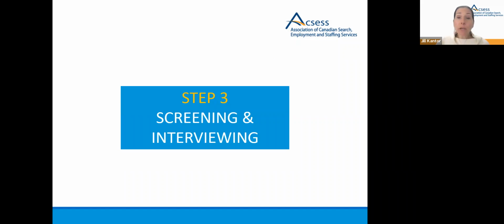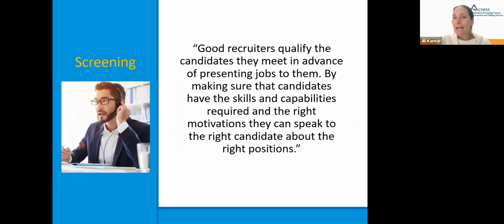Okay, perfect. So as I mentioned, we are now heading into the selection part. We've clearly defined what recruitment is, and that being one of the most important parts of our high-level steps. So when we get into the screening and the interviewing process, this is really where we start finding out which ones of the many that we've sourced are going to fit the bill. Good recruiters qualify the candidates they meet in advance of presenting them to the clients by making sure that the candidates have the skills, the capabilities required and the right motivations, so that they can speak to the right candidate about the right positions.